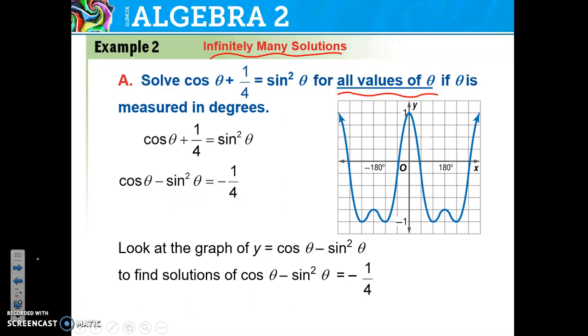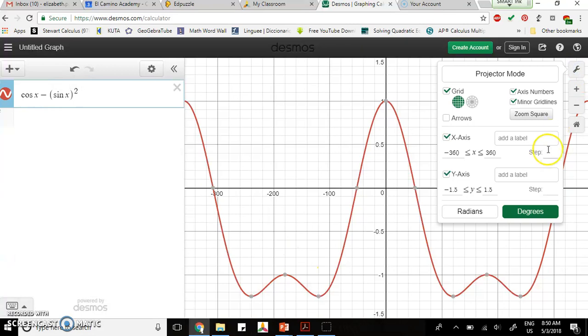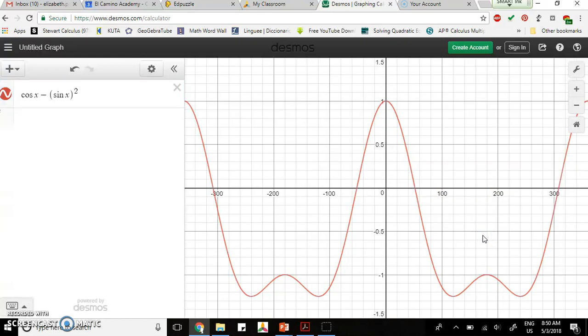And in this case, they're having us look at the graph to solve it. So what you would do is graph this part, cosine of theta minus sine squared of theta, and look for where it equals negative 1/4. I'm going to show you that on Desmos real quick. Notice here, I'm graphing cosine of x minus sine squared of x. Make sure when you're in Desmos doing this, if you're doing it in degrees, that you click over here into degrees. And notice I made my x-axis go from negative 360 to positive 360, and my y-axis I reduced from negative 1.5 to positive 1.5, just to zoom in on the right part of the graph.